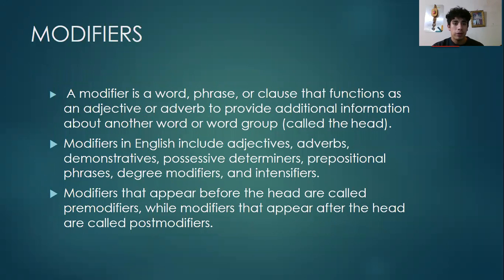Now let's talk about the modifiers. A modifier is a word, phrase, or clause that functions as an adjective or adverb to provide additional information about the head. Modifiers in English include adjectives, adverbs, demonstratives, possessive determiners, prepositional phrases, degree modifiers, and intensifiers. The modifiers that appear before the head are called pre-modifiers, while modifiers that appear after the head are called post-modifiers.